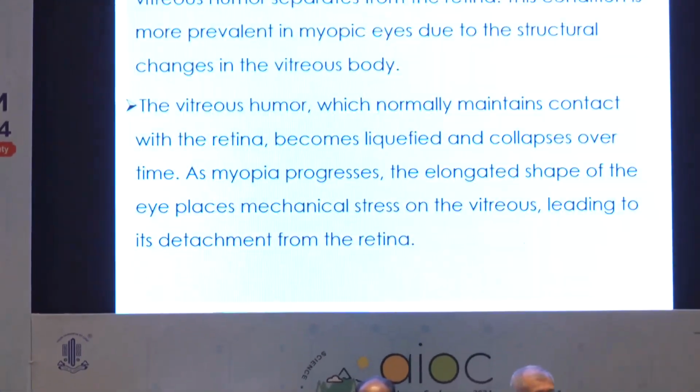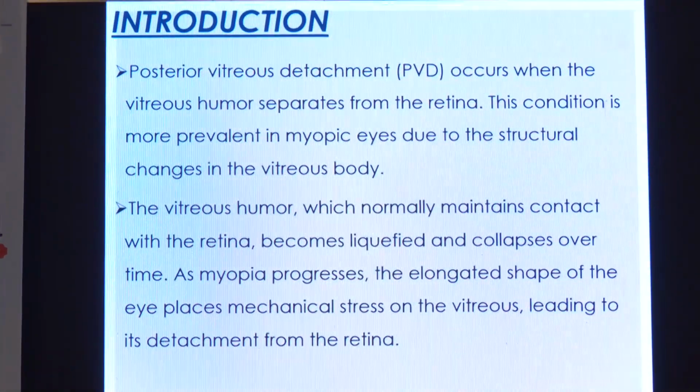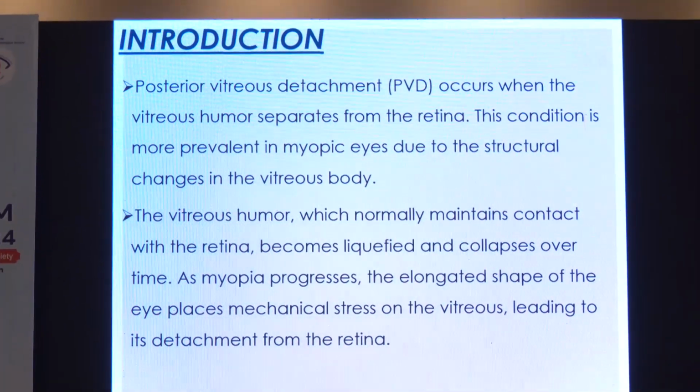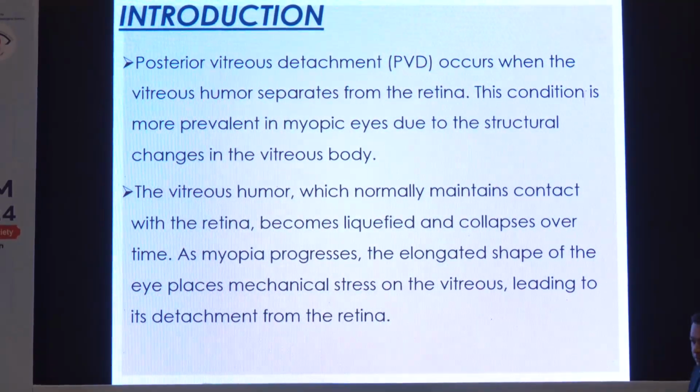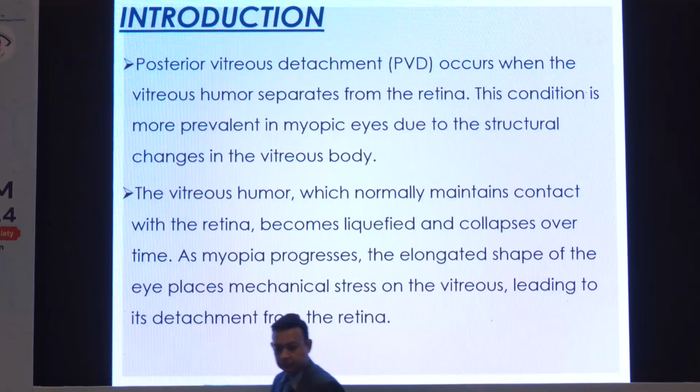Starting with my paper, posterior vitreous detachment occurs when the vitreous humor separates from the retina. This condition is more prevalent in myopic eyes due to the structural changes in the vitreous body. The vitreous humor, which normally maintains contact with the retina, becomes liquefied and collapses over time. As myopia progresses, the elongated shape of the eye places mechanical stress on the vitreous, leading to its detachment from the retina.